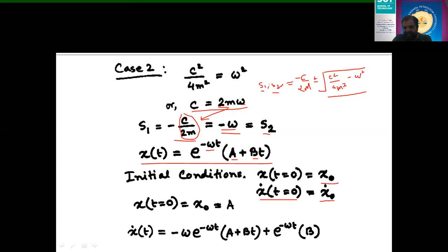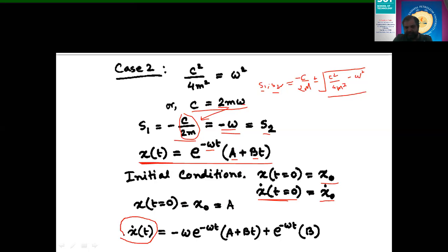So the remaining constant is a. So x at t equal to 0 is x0, which equals a. Now, to find out this other component, let us take the derivative. First, take dx by dt of this particular equation. I'm trying to find out the x dot here.